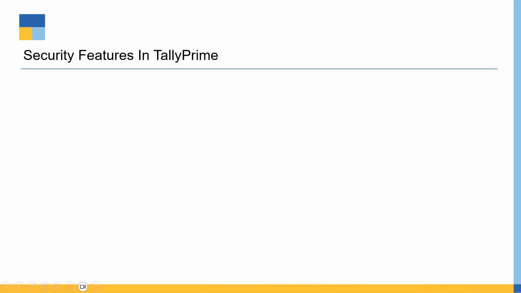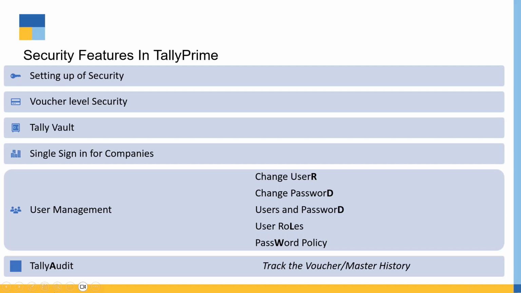Let's spend time understanding the various security features available in TallyPrime. From the basics of setting up security in TallyPrime, we have voucher level security. Voucher level security helps in safeguarding the data and allows limited access or specific rights to specific users. For example, if you have an accounts receivable team or an accounts payable team, you can give access to only the specific voucher types used in accounts receivable or accounts payable. That is the functionality of voucher level security.